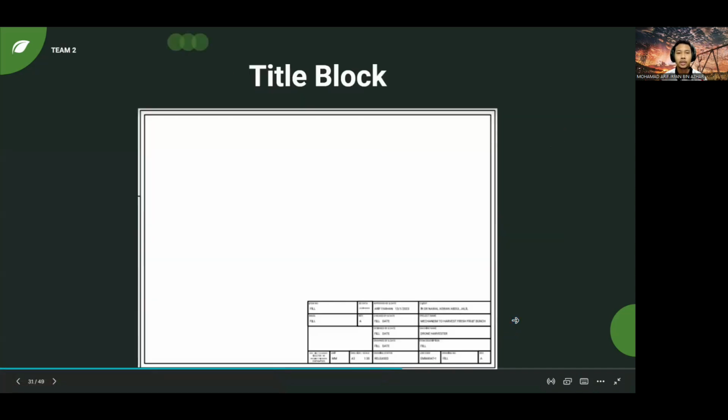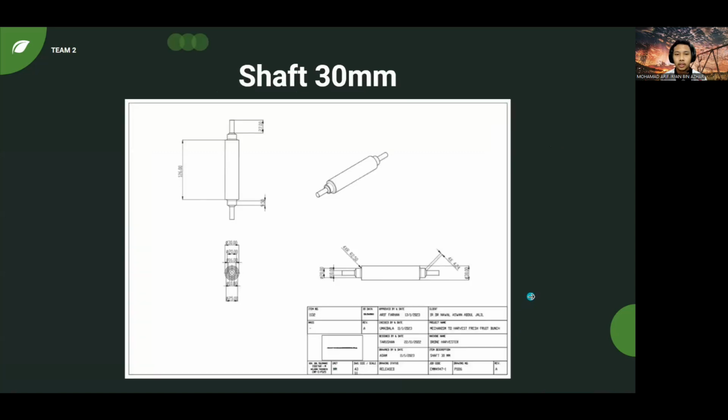So this is an example of the title block. And this is an example of a shaft 30 mm, where this drawing is made by a draftsman. So that's all from me. I pass to the next presenter.